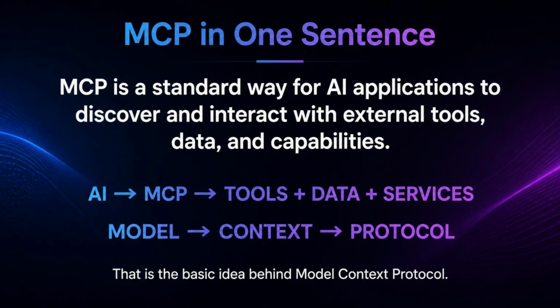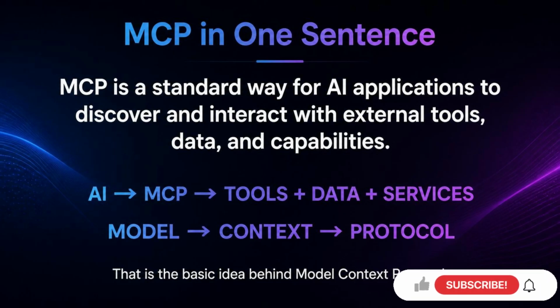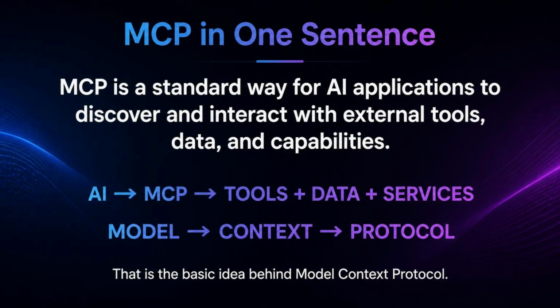So, what is MCP? In one sentence, MCP is a standard way for AI applications to discover and interact with external tools, data, and capabilities. The simplest mental model is AI, MCP, tools plus data plus services. And remember the three important concepts. Tools perform actions. Resources provide information. Prompts provide reusable instructions. MCP is becoming an important concept as AI moves beyond simply generating text and starts interacting with the tools and systems we use every day.